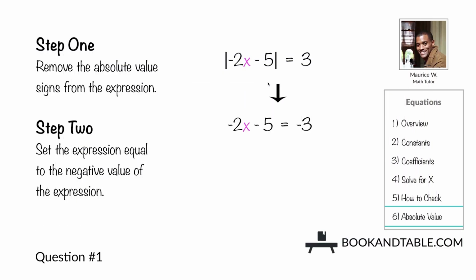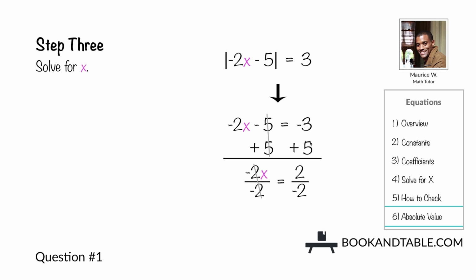Step 1, remove the absolute value signs from the expression, leaving you with just negative 2x minus 5 on the left side. And then step 2, set the expression equal to the negative value of the expression. The positive value is 3. The negative value would then be negative 3. And then step 3 is to solve for x.